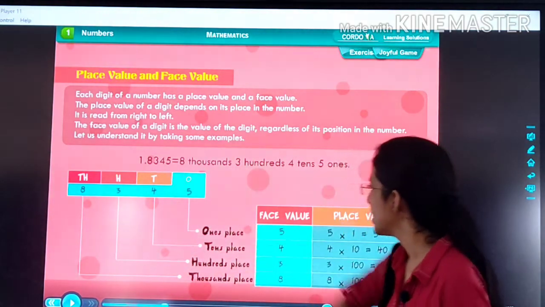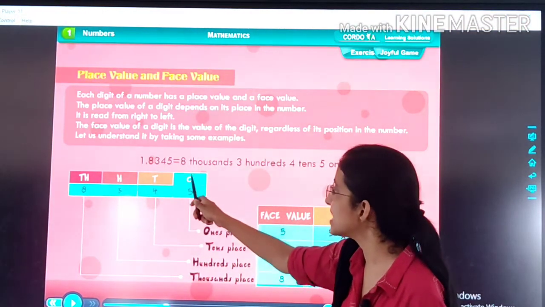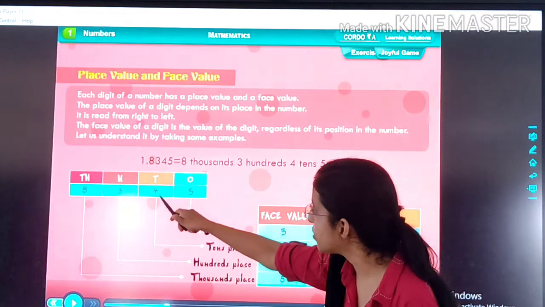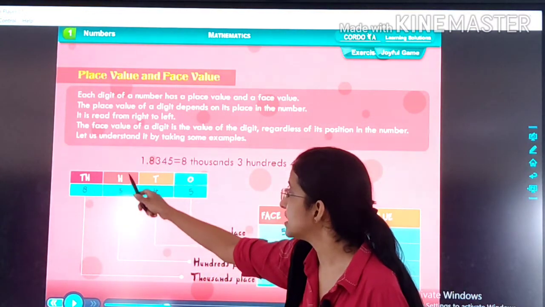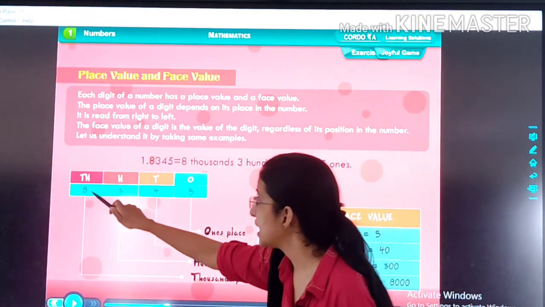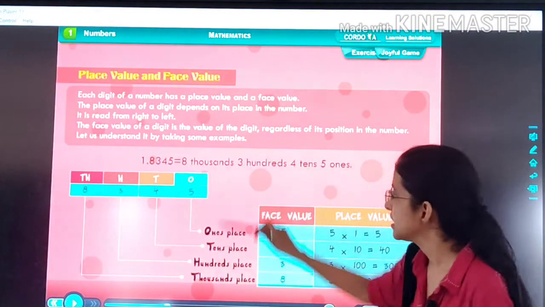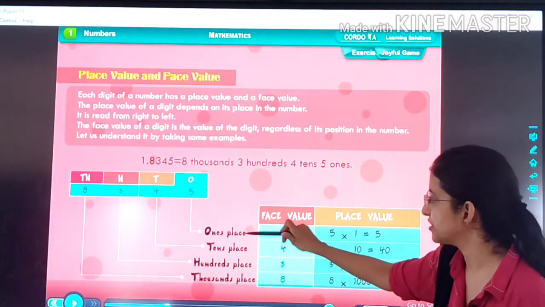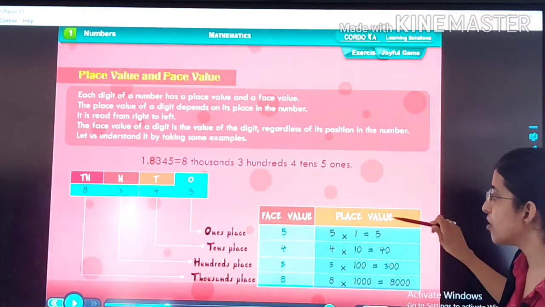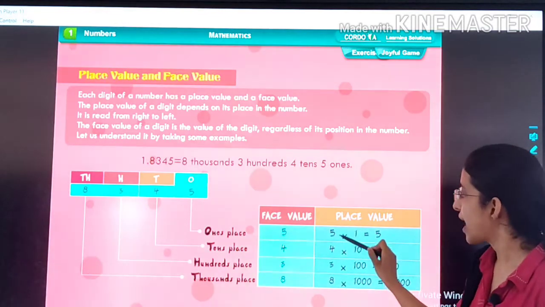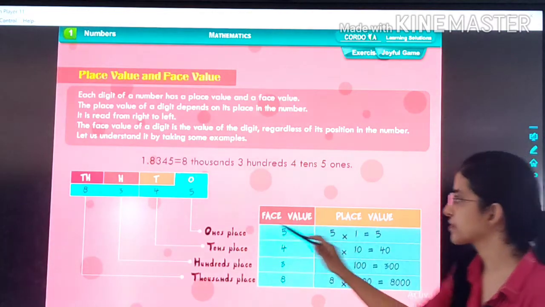8345. Now, as you can see, 5 is present at 1's place, 4 is present at 10's place, 3 is present at 100's place, 8 is present at 1000's place. This is my 1's place. So, what will be the place value of 5? 5 is present at 1's place. So, 5 into 1, 5.